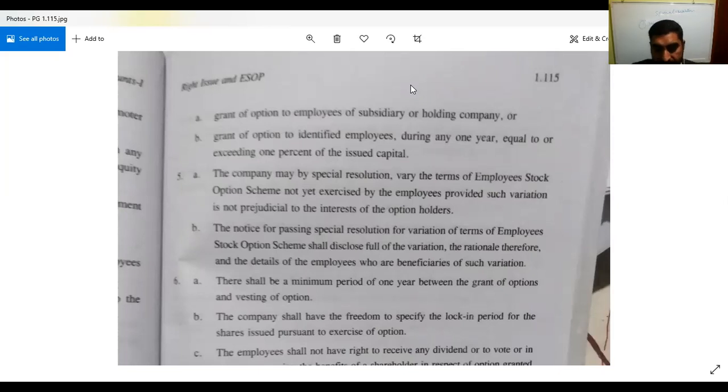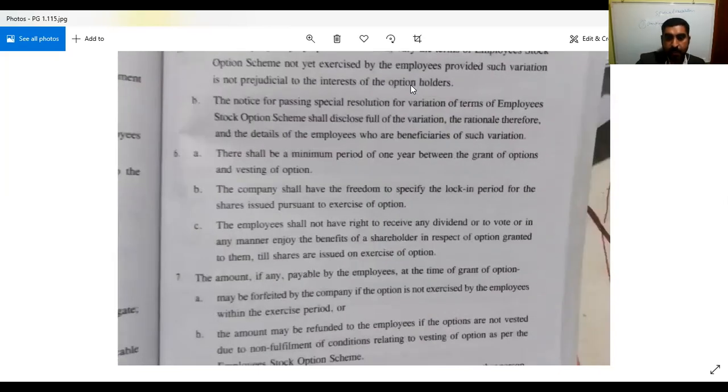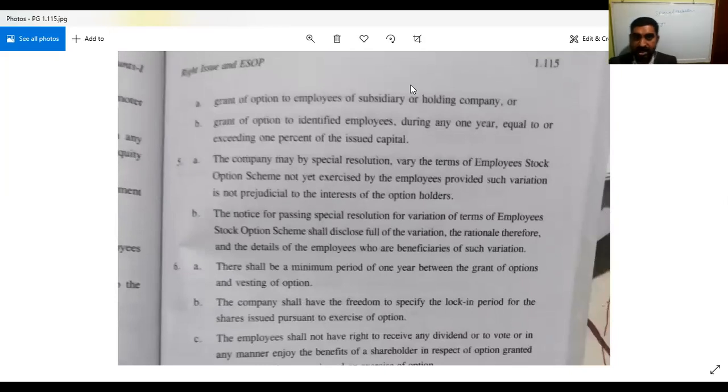the issued capital, and the company may by special resolution vary the terms of the ESOP not yet exercised by the employees, provided such variation is not prejudicial to the interest of the option holders. So the company may by a special resolution passed vary the terms, means varying the terms and conditions of the ESOP. അതായത് terms and conditions മാറ്റുക.